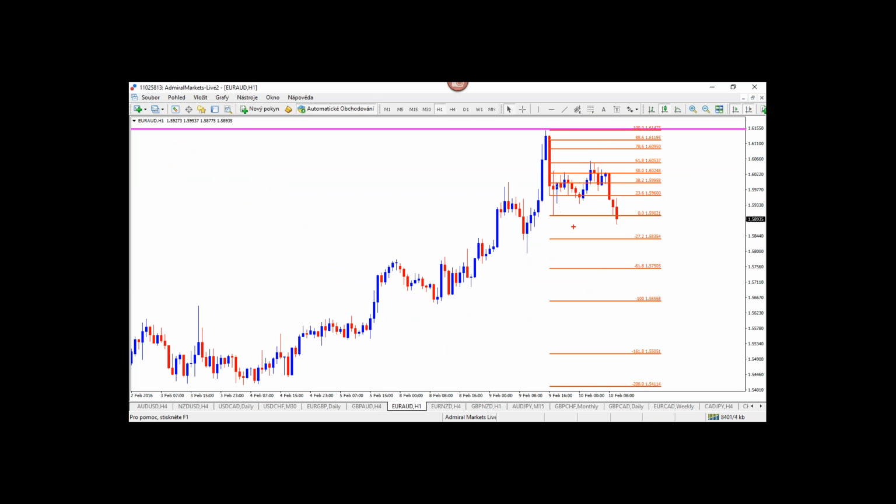It's getting closer to these targets. And in fact, if anything, the minus 61.8 target could be a bouncing spot. Let's see. The S1 is 157.65. Yeah.